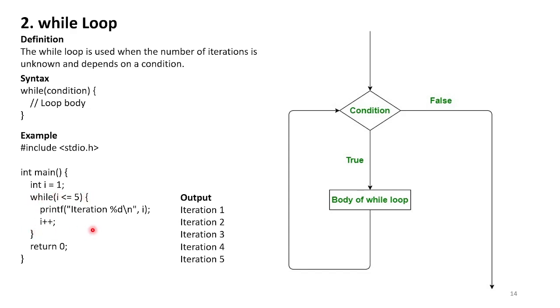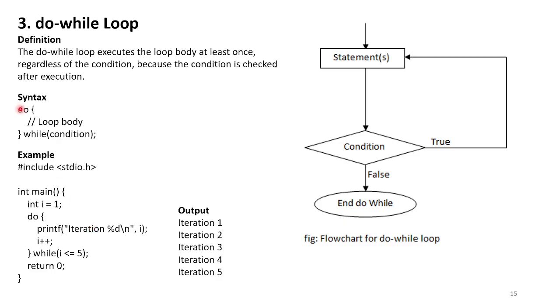So it's not checking at the first, it's checking at the end. Let's go and check out the syntax. It first executes the body, and after that it checks the condition inside while. If the condition is satisfied, then it redoes the process and re-executes the body. So that's what it's telling. Let's discuss the example. It's the same thing, but we are doing it using do while.